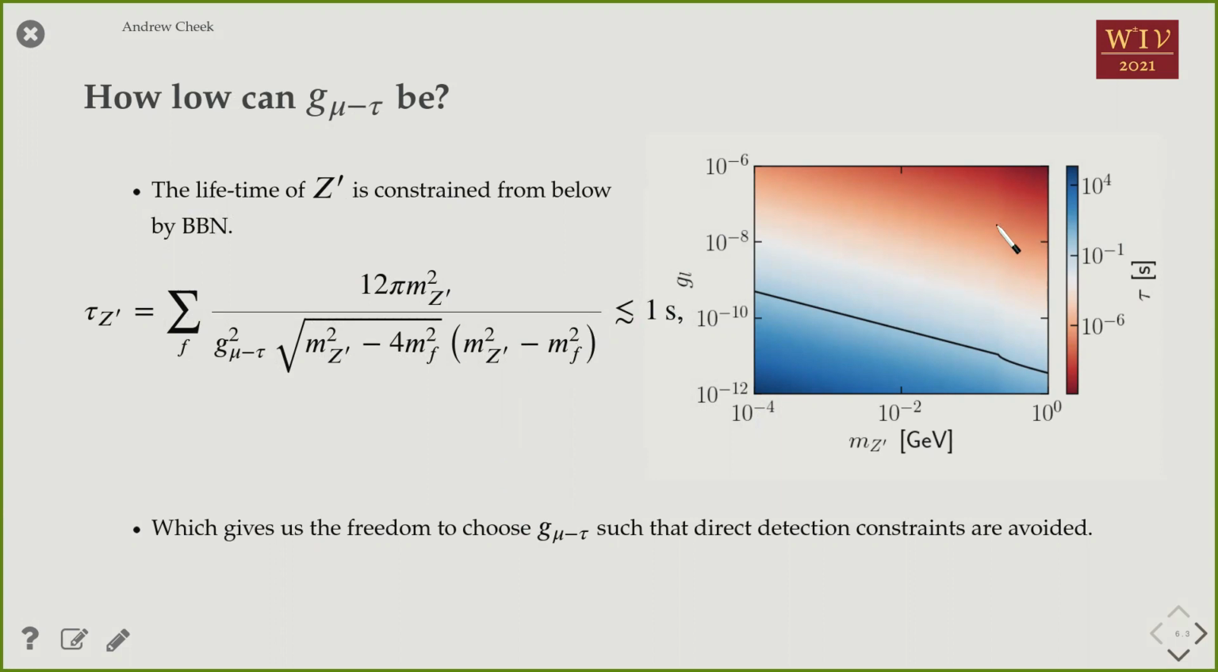But we found that the constraints from XENON1T and LZ, so XENON1T, the existing bounds are around here, just above 10 to the minus 8, and LZ will be able to probe a region which is just below 10 to the minus 8. But still, we've got quite a large region of parameter space to play with, so we can always choose the coupling between the new boson and the standard model to be small enough to avoid direct detection constraints.